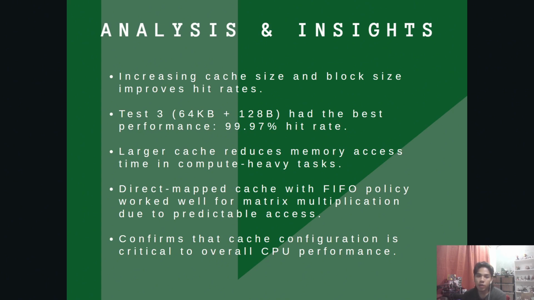Second, the use of a direct map cache with FIFO replacement policy worked well, likely because the matrix multiplication task had a predictable access pattern. And overall, this simulation highlights the importance of selecting the right cache configuration, especially for memory-heavy computation. Better cache design can reduce access time and improve CPU efficiency significantly.